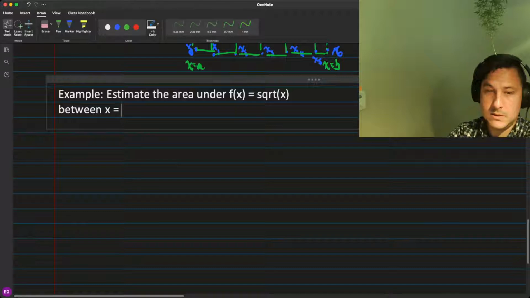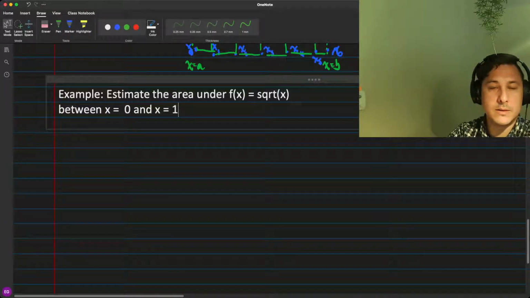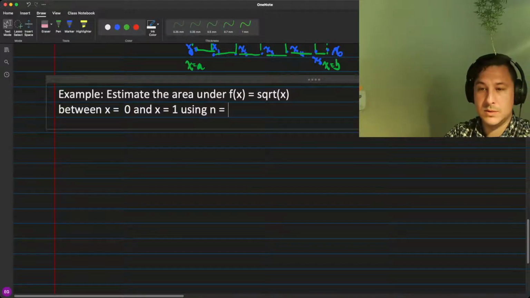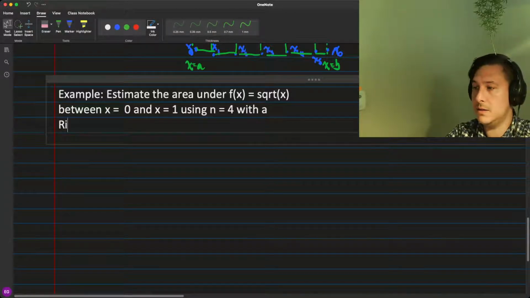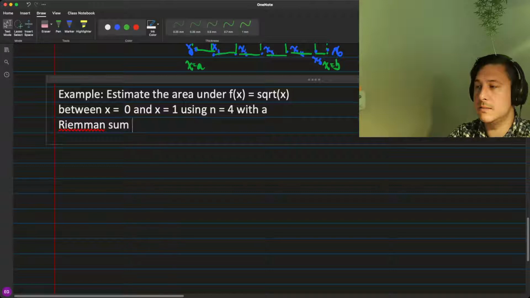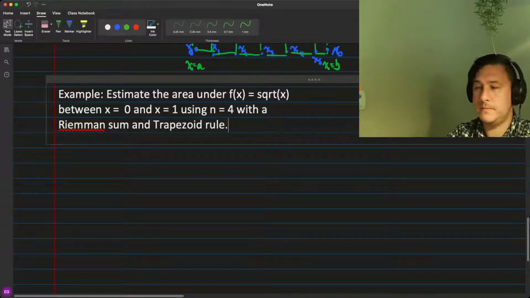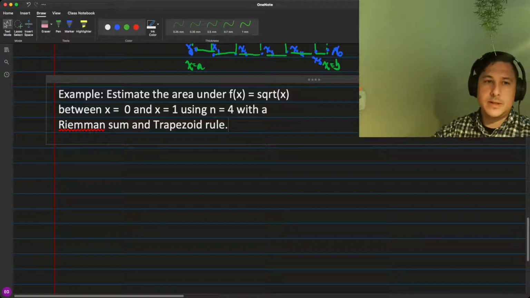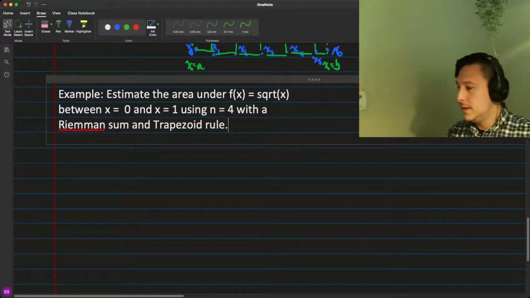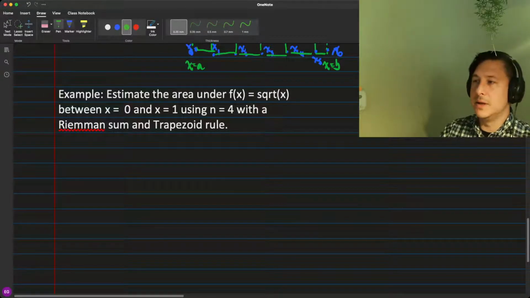Between x equals 0 and x equals 1, using n equals 4 with a Riemann sum and trapezoid rule. Let's see how much more accurate the trapezoid rule can be compared to the Riemann sum. Okay, so let's draw the picture of what we're dealing with here.